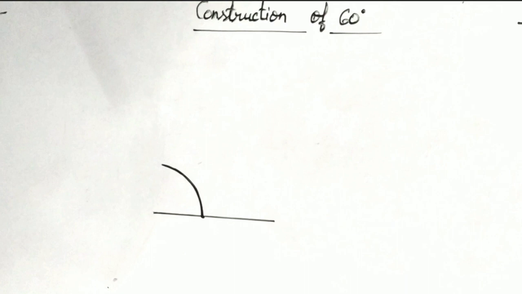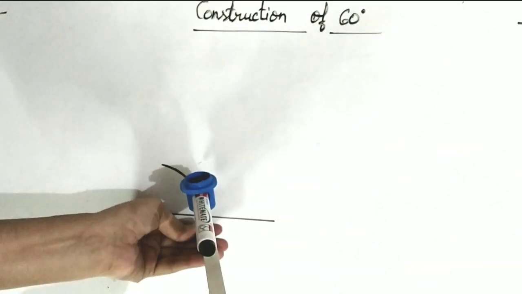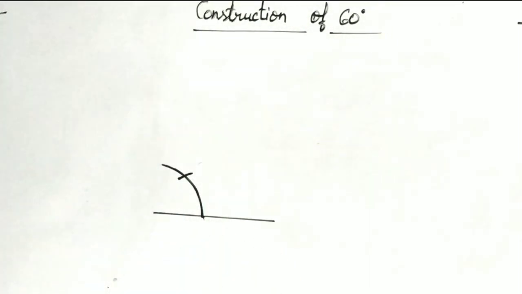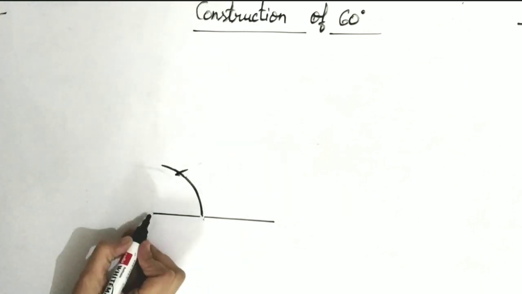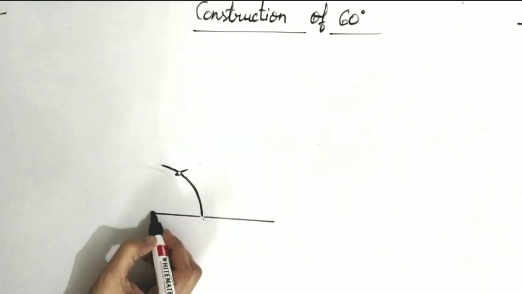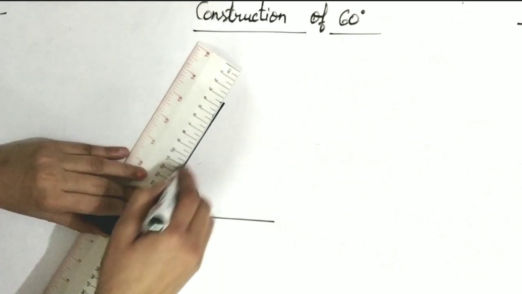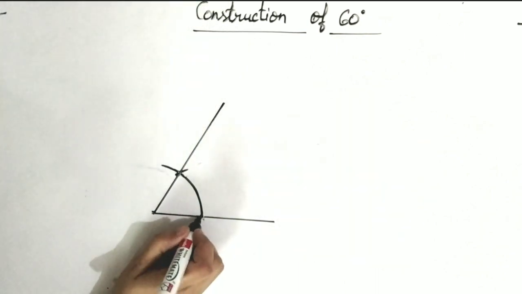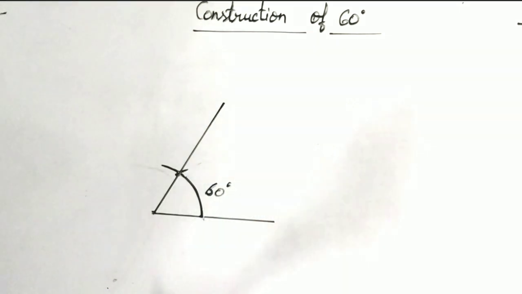After this, take out your compass and, without changing the length of the radius, keep the needle of the compass here like this and then draw a small arc over here on top of this arc. After this, with the help of a ruler, join this intersection point of the arc and the initial point of the baseline with a straight line, and then you will get the required 60 degree angle.